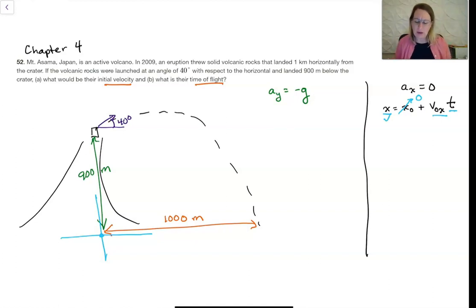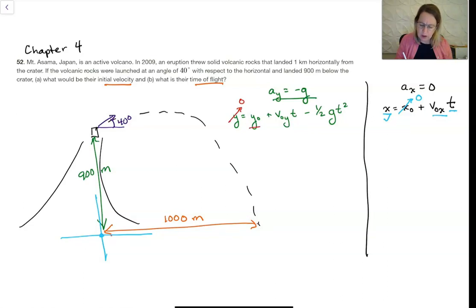So let's go and see what we have over in the y direction. Again, we're looking for time and velocity, so let's look at our equations. We have y is equal to initial y plus v0y t, and this is going to be minus 1/2 g t squared, where I plug in my acceleration. And again, I've got two unknowns, so that's not very helpful. I've got a v0y and a t. I do know that my final y is equal to 0 because that's on the ground, and my initial y is 900 meters. But maybe I can look at some other equations and they can help me out.